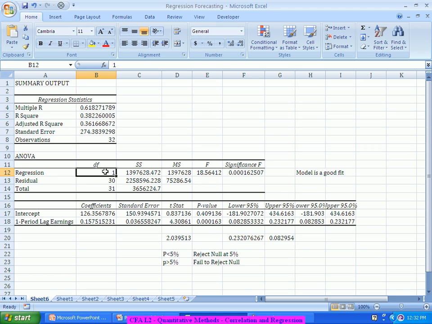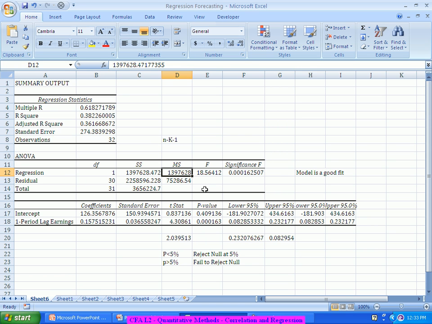And how do I get the degrees of freedom for regression and residual? For regression, it is the number of independent variables. So in this case, we have only one independent variable, so it is 1. Whereas for residual, it is n minus k minus 1, where k is the number of independent variables and n is the total observations. So 32 is the total observations, minus 1 minus 1. So my residual degrees of freedom is 30. So overall degrees of freedom is 31.